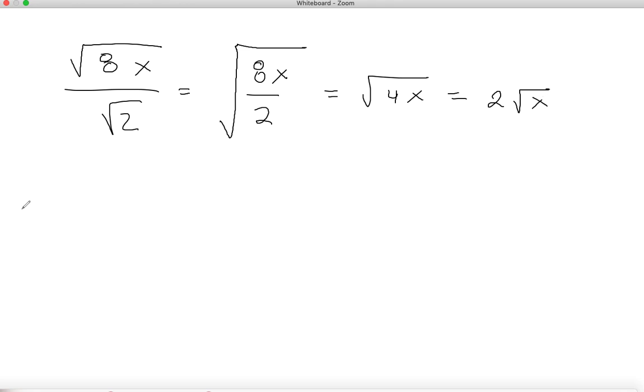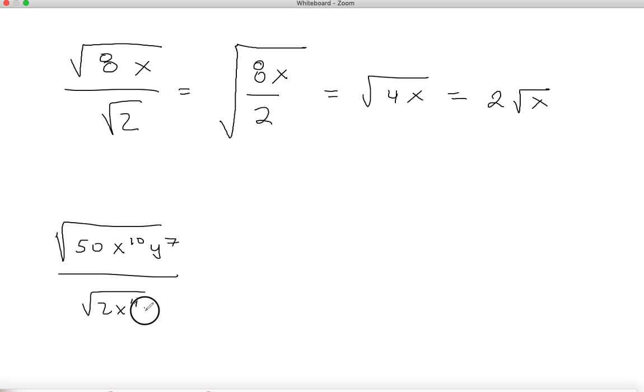And then this will work on more complicated things too. Say I have the square root of 50 x to the 10th y to the 7th over the square root of 2 x to the 4th y to the 5th. So that looks horrible like that, and this is probably like the next problem coming up. I think it will be more like this one, where it's got a little bit more going on. So let me just show that here.